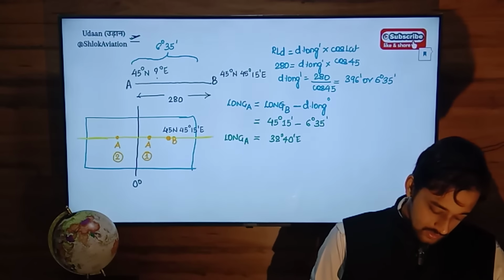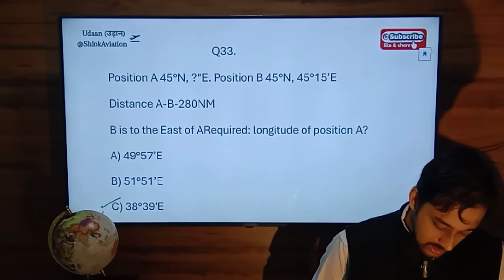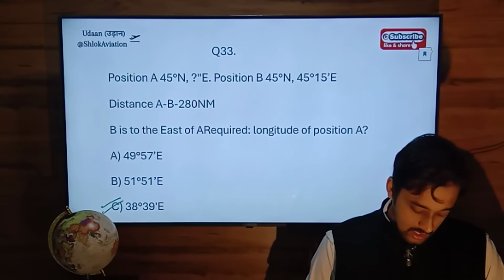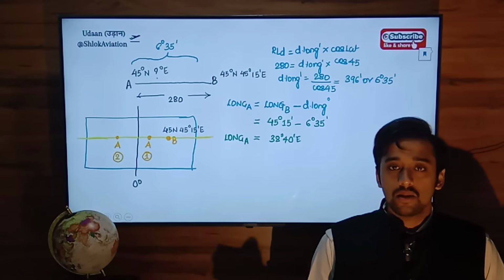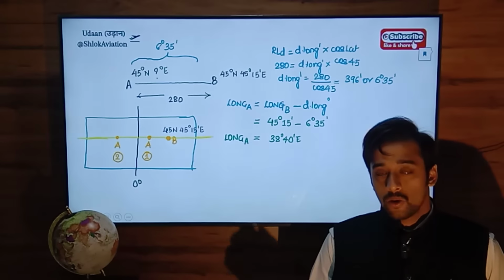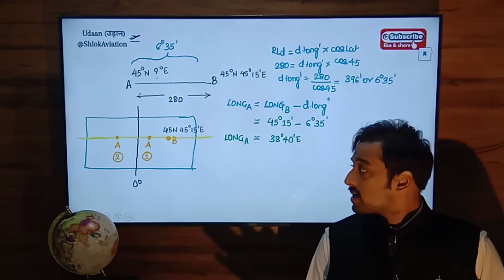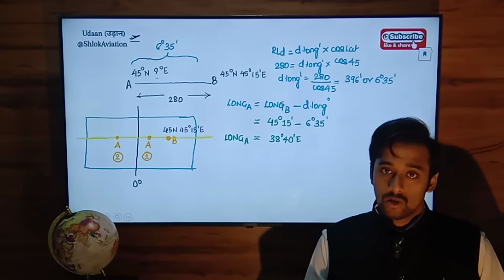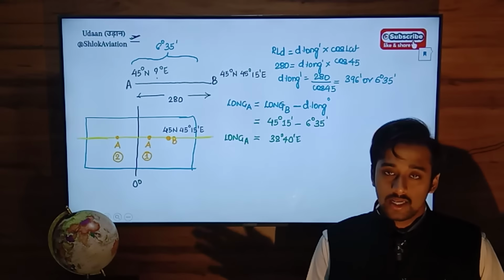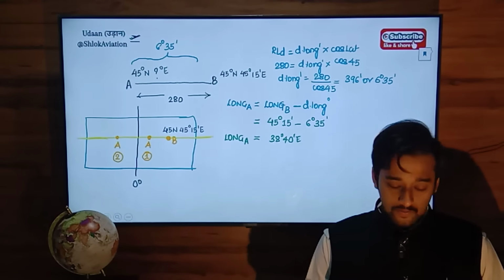Okay. So the correct answer is option C, 38 degrees 39 minutes east. We got 38 degrees 40 minutes east. Okay, so this is how you do the sum. The only thing you need to pay attention to is that there are two possibilities for location A, western hemisphere and eastern hemisphere. D long helps you determine which hemisphere.